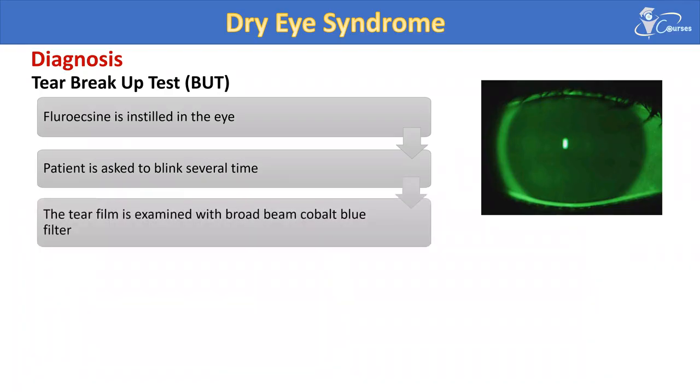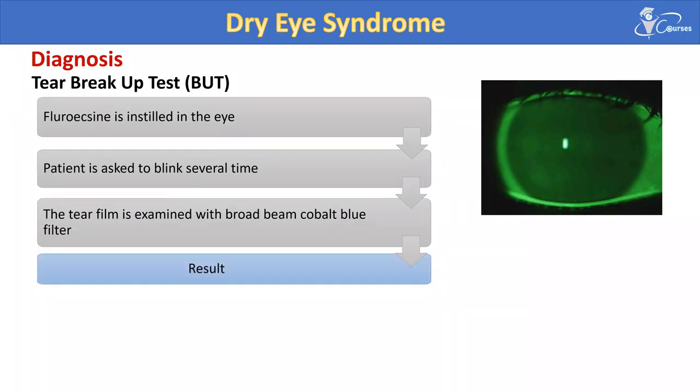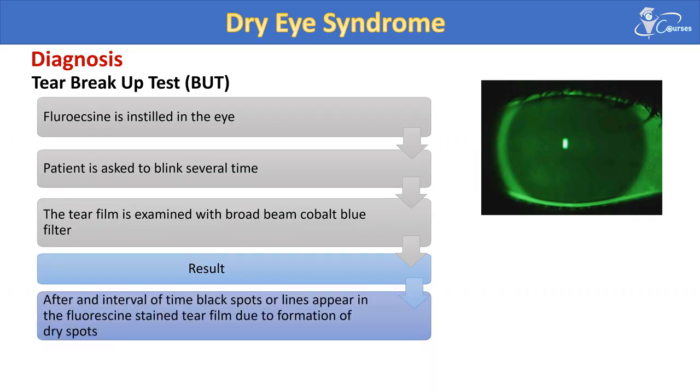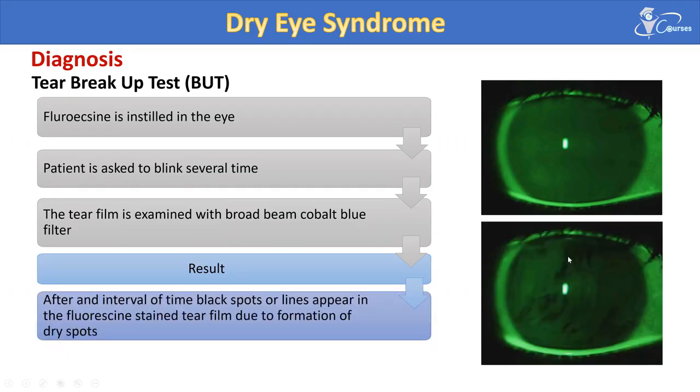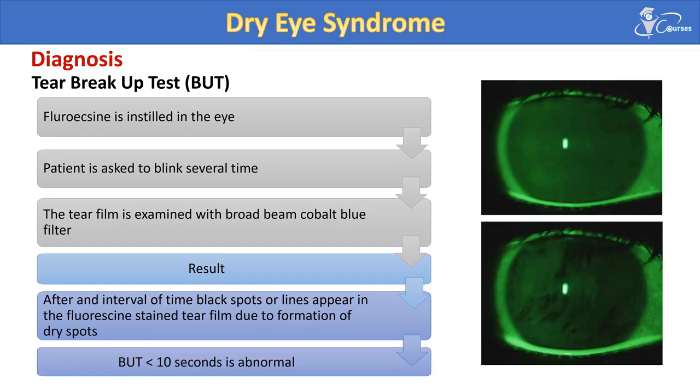Then, under examination with the cobalt blue filter light, we ask the patient to stay still. We want the patient to stop blinking, and we examine the presence of any dark spots. Normally there should be an appearance of dark spots, which indicates the break of the tear film over the surface of the cornea. But this break should normally happen after 10 seconds. If it happens in less than 10 seconds, while the patient is still fixing his eye and not blinking, then this indicates the presence of dryness.